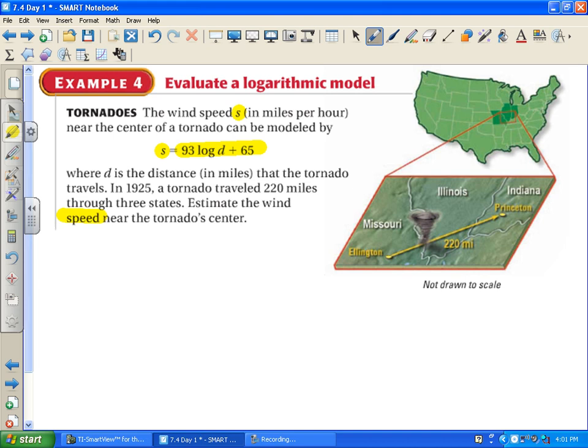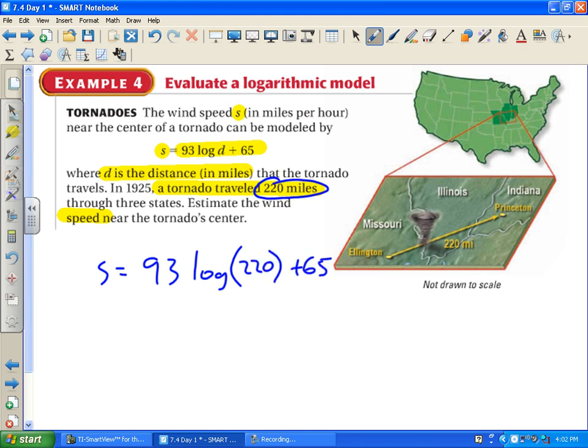So, wind speed, S stands for speed, shocking, S can be modeled by this equation. The problem told us to find S. It told me that D is the distance in miles, and they gave me D, the distance in miles. I'm thinking we probably should substitute in and solve using our calculator. What a great idea that is. S equals 93 log of the distance that we traveled is 220 miles plus 65. So this becomes a calculator crunch, which I'm going to do right now.